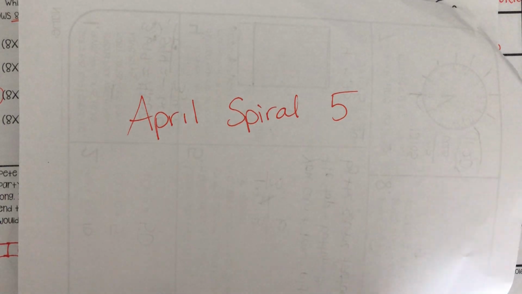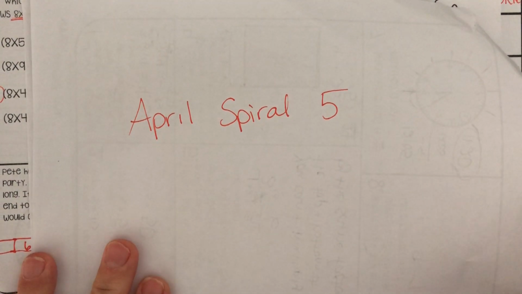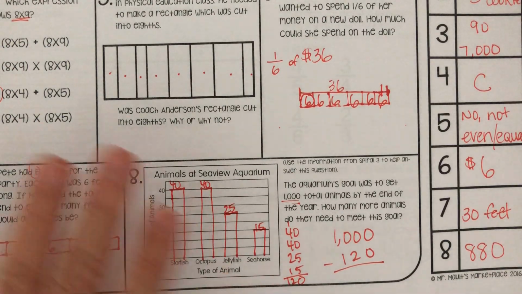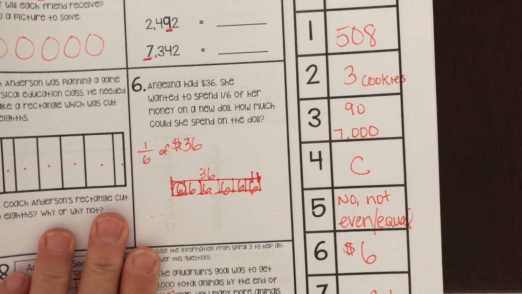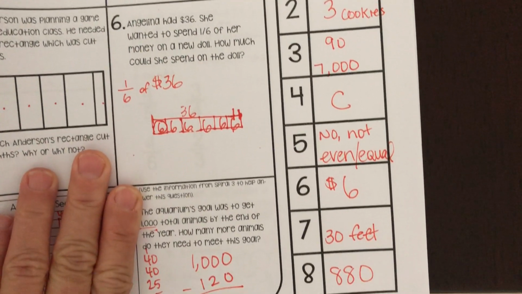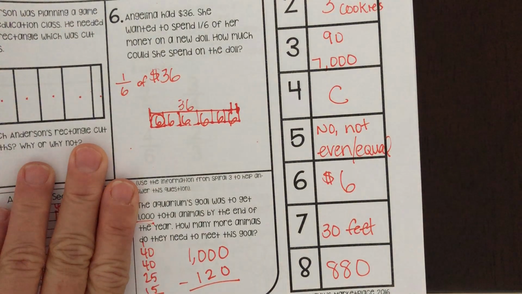We're going to do April spiral number 5, but before we begin, we're going to go over corrections for number 4. So here are the answers for number 4. Okay, you can pause it.